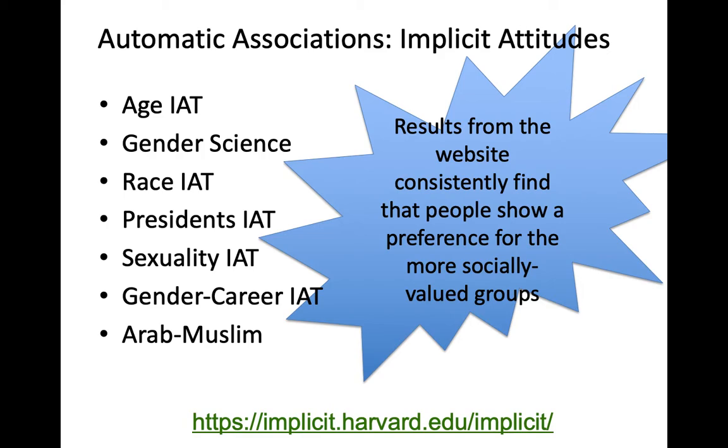Unfortunately, when we get the results from many people, and there have been thousands of people that have taken these tests, what the IAT consistently finds is that people show a preference for more socially valued groups. Based on reaction time, when these categories are paired, people generally have faster reaction times when the socially valued categories are paired with good words versus bad words. So results from this test have been taken as strong evidence by social psychologists, and really the field of psychology in general, that people have automatic biases that they're often unaware of and that might be difficult to control.